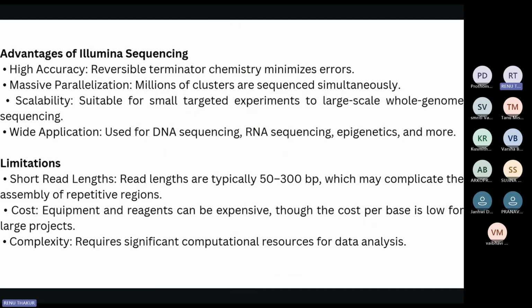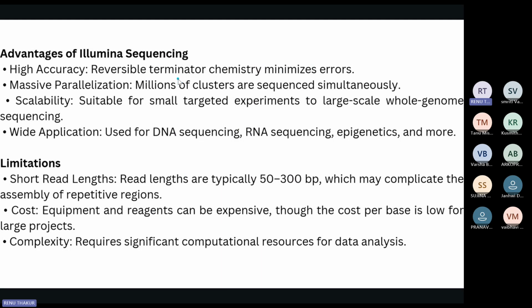So the advantages of Illumina sequencing are high accuracy: reversible terminator chemistry, like we saw, allows addition of only one fluorescent nucleotide at a time, so that minimizes your errors. Massive parallelization: millions of clusters are sequenced simultaneously. Scalability: it is suitable for small targeted experiments to large scale whole genome sequencing. And it has wide application, like DNA sequencing, RNA sequencing, epigenetics, and more.